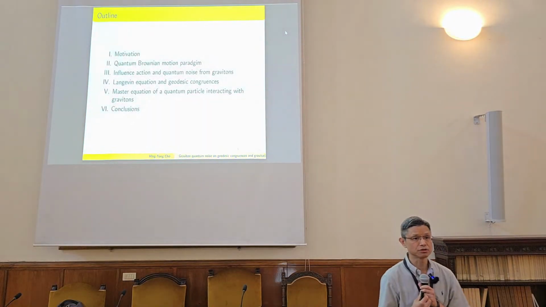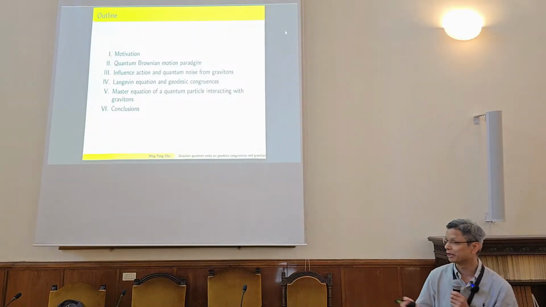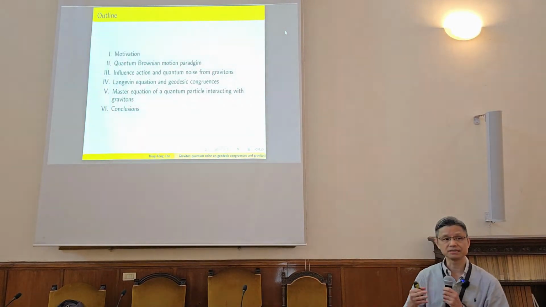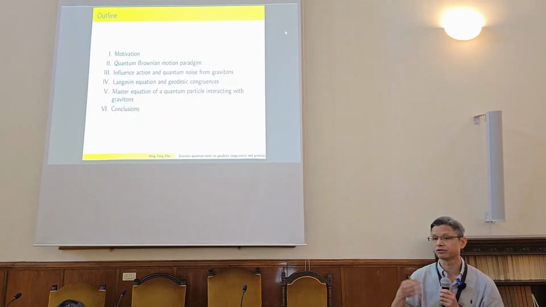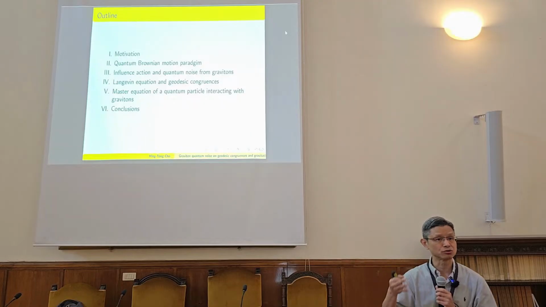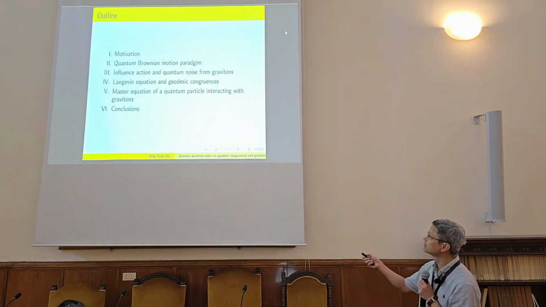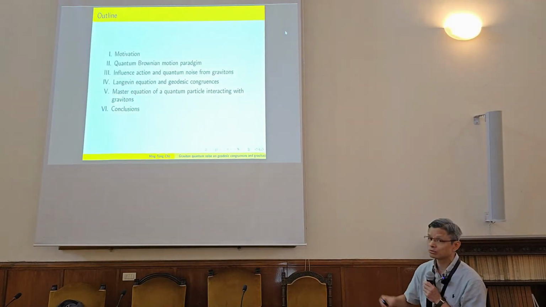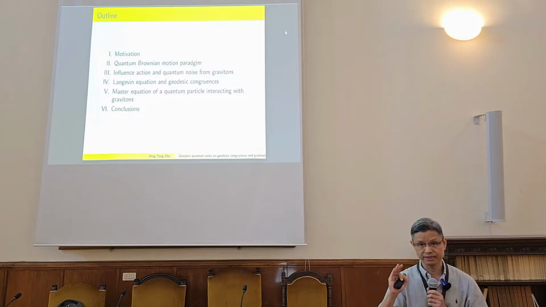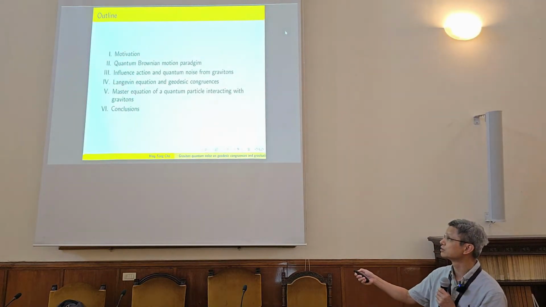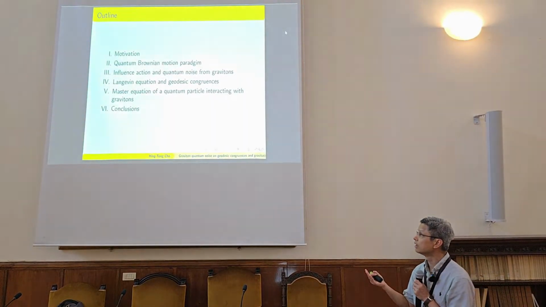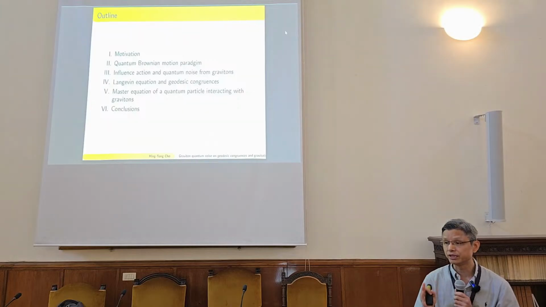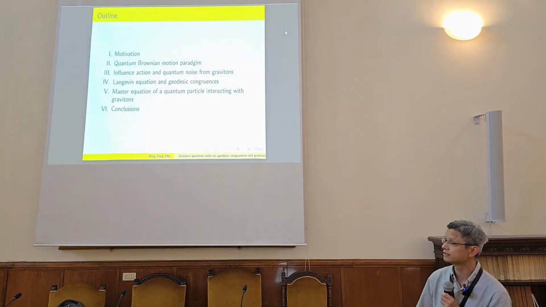So this is the outline. I will first say a few words about motivation. Then I'll introduce in some detail the Brownian motion model, because it is a simple model, but it has all the characteristics of the formalism that we use when we apply it to gravitons. Then I will apply this formalism to gravitons and see how the quantum noise emerges. To look at its influence on classical particles, I'll first look at what is called the Langevin equation of motion for the particle. If the particle itself is considered to be quantum, then I have to look at the master equation for the reduced density matrix. At the end, I'll give some conclusions.